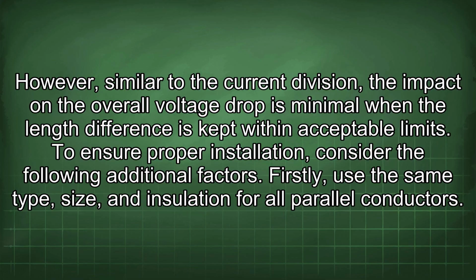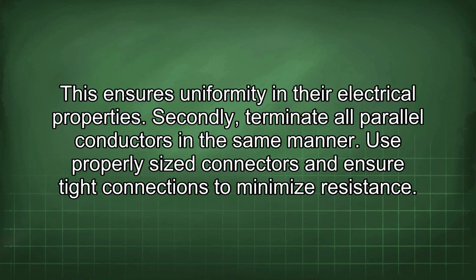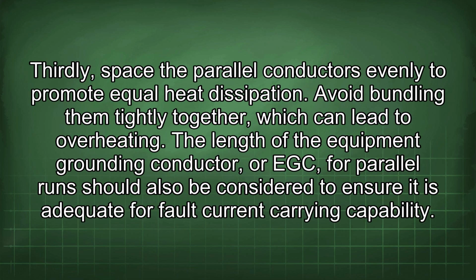To ensure proper installation, consider the following additional factors. Firstly, use the same type, size, and insulation for all parallel conductors. This ensures uniformity in their electrical properties. Secondly, terminate all parallel conductors in the same manner. Use properly sized connectors and ensure tight connections to minimize resistance. Thirdly, space the parallel conductors evenly to promote equal heat dissipation. Avoid bundling them tightly together, which can lead to overheating.